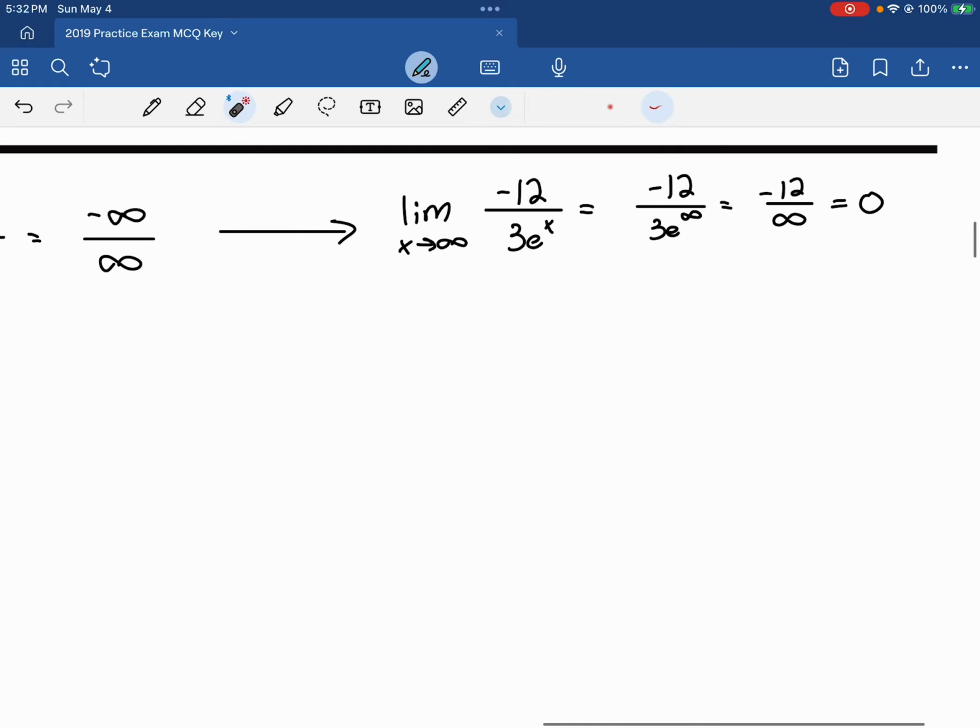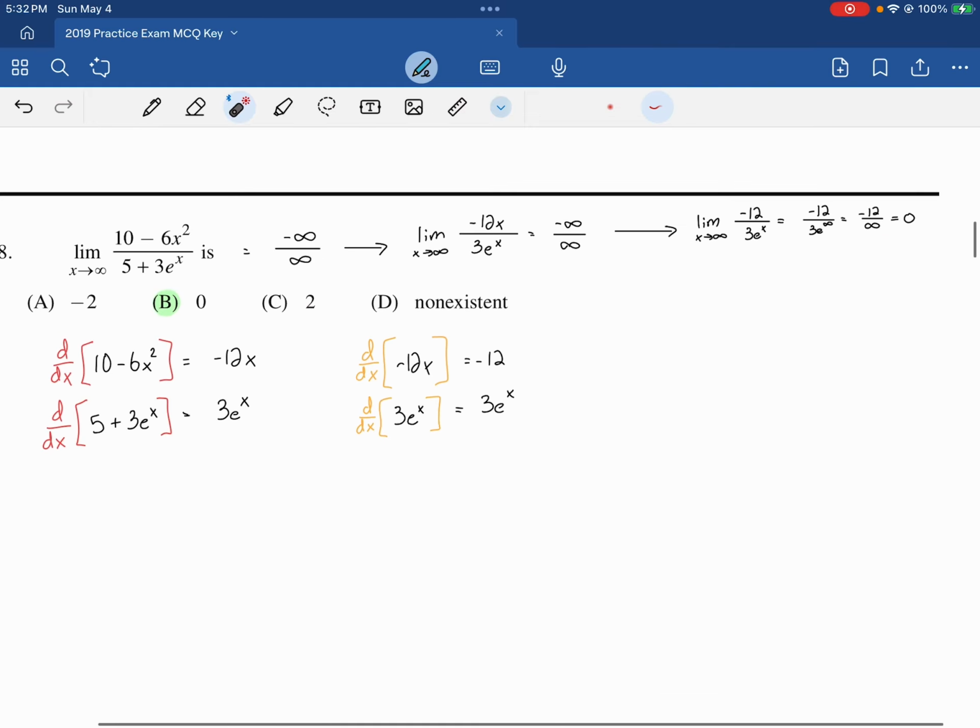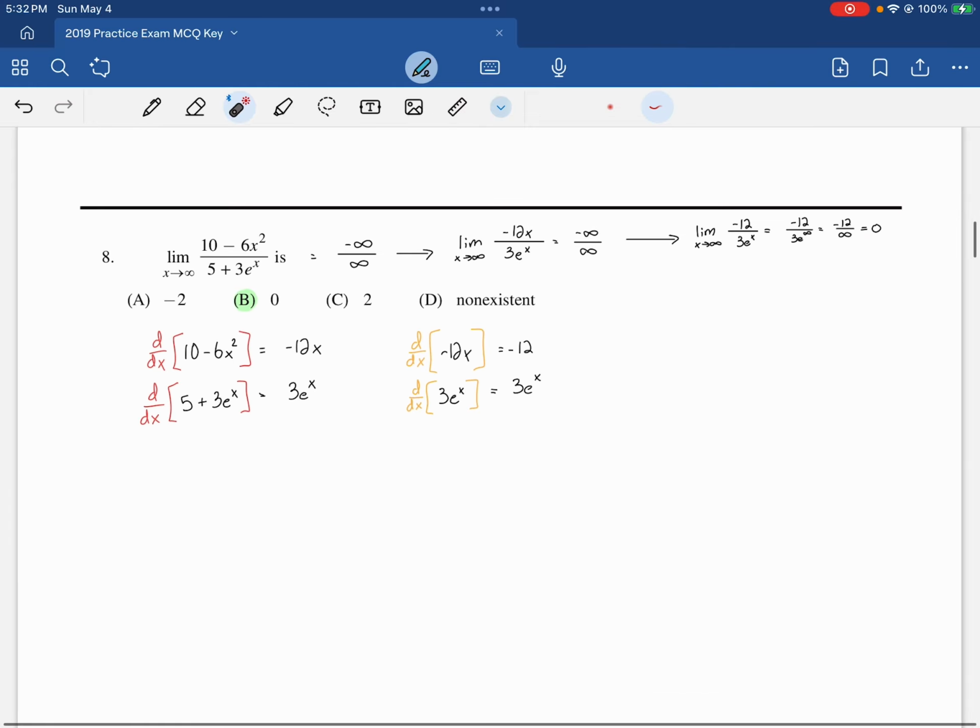And when I plug in infinity here, my denominator gets very, very big. In fact, it's a very, very big positive value. Just remember, when your denominator gets very, very big, your fraction approaches 0. You pick choice B. All good. 2 L'Hopital's.